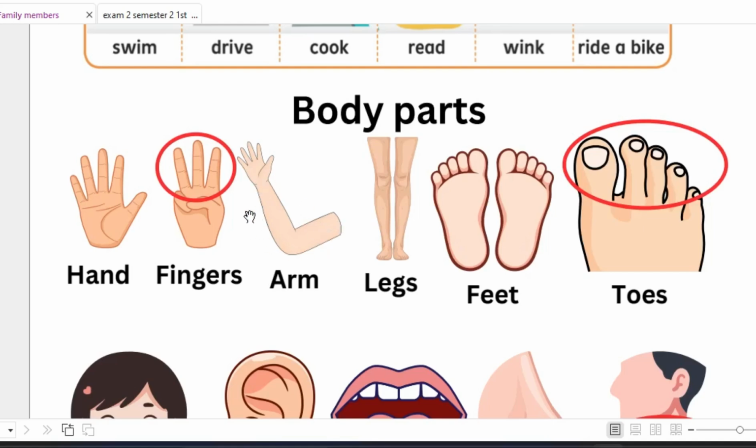Arm. This part is an arm. Okay. Legs. Look at the picture. Feet. These are feet. The last one, toes. Do you see how many toes we have here? Let's count them. 1, 2, 3, 4, 5 toes.